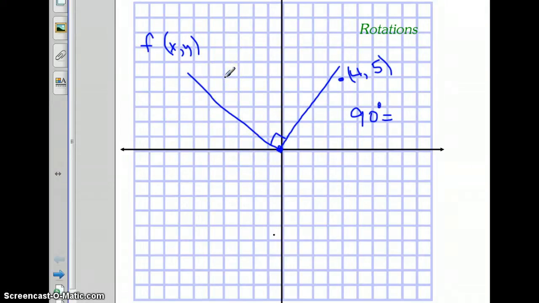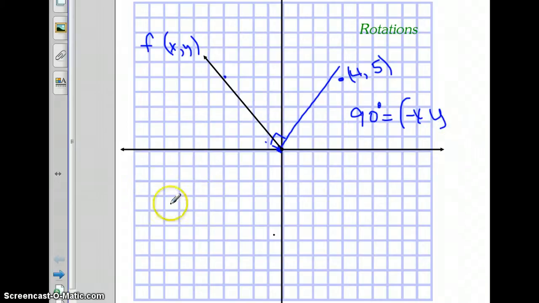If I had drawn it exactly right, it would be about here. So let me redraw that to make it more accurate. Our 90-degree rotation would be negative 4, 5. That's about right. So we know in a 90-degree rotation, our x and y are going to have a negative x and a positive y.